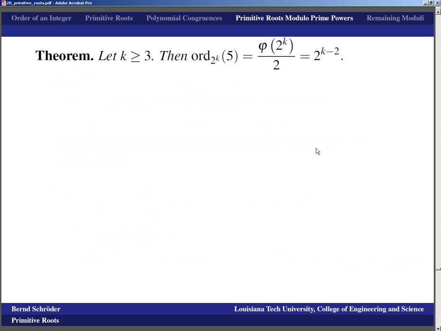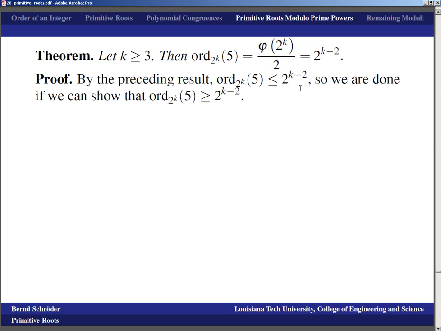And, well, what else can I say here? When you have that the maximum order of a number with respect to a certain modulus can't be phi of that modulus, then it is certainly natural to also figure out how far the order can be pushed. We have seen that the maximum order of an odd number modulo 2 to the k is 2 to the k minus 2, and it turns out that 5 actually achieves that order. Proof? Well, by the preceding result we already know that the order is less than or equal than 2 to the k minus 2, so we are done if we can show that it's also greater or equal than 2 to the k minus 2.